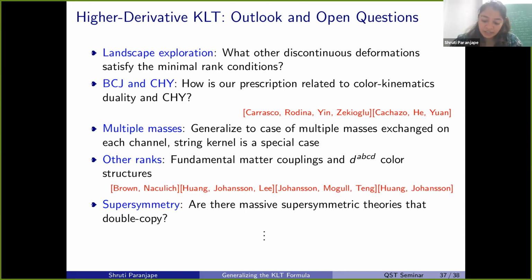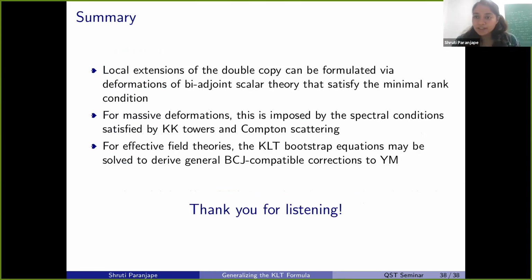Very recently, people figured out how to write massive on-shell supersymmetry. Using those techniques, figuring out what kinds of amplitudes you can even have, and then whether they double copy, is something I'm thinking about now. So that's kind of all I wanted to say.